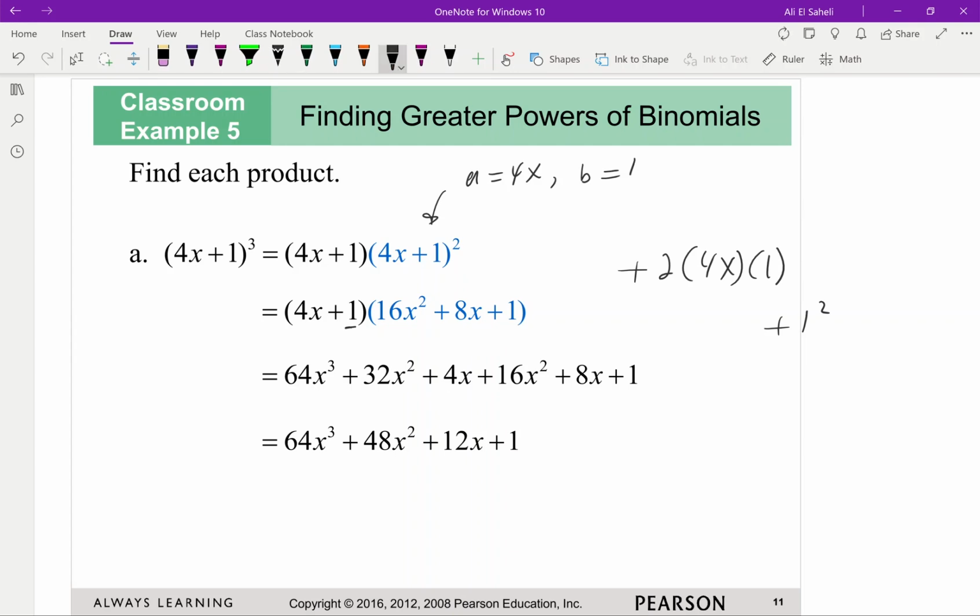Then multiplied by 1. So multiplying this by 1, it's the same because you're multiplying it by 1. Now we collect like terms. This is a singular term. We have x squared, x squared. So 32 plus 16 is 48x squared. And then these also are like terms. 4x plus 8x is 12x. And then we have plus 1.